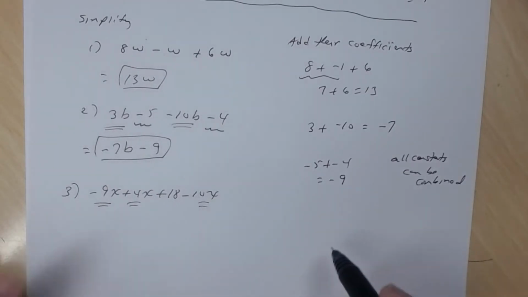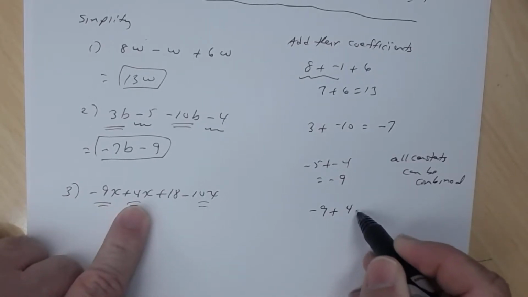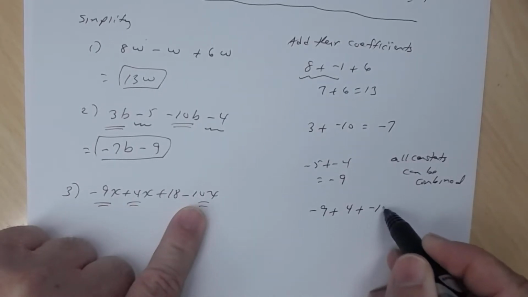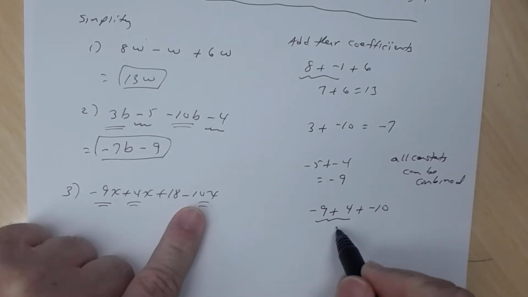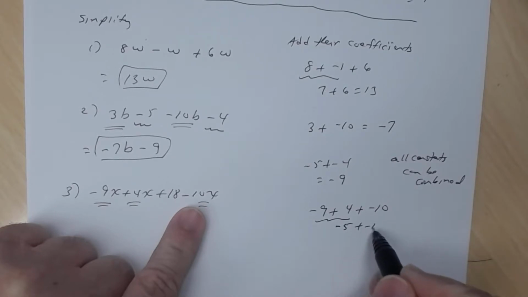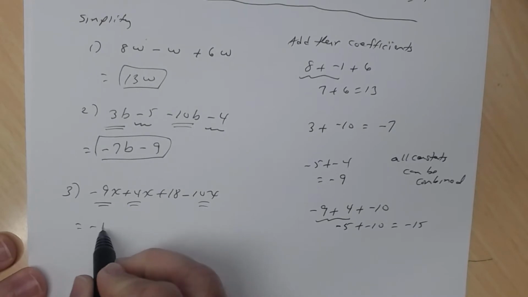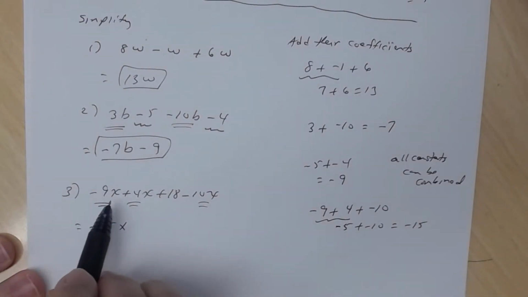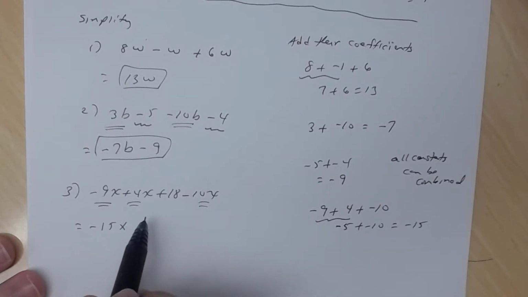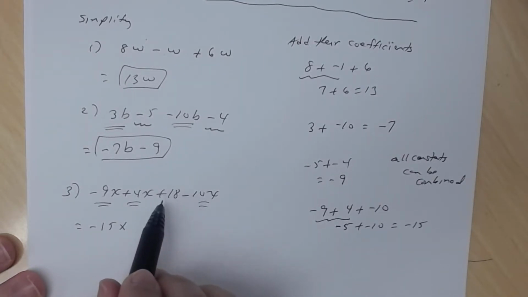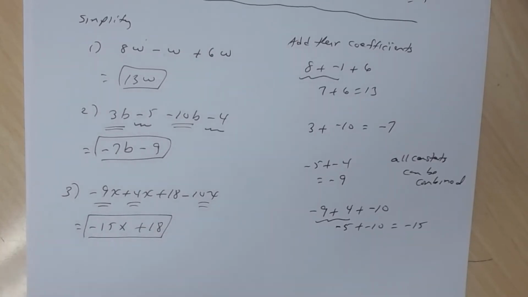So let's add their coefficients. So this coefficient is negative 9 plus this coefficient is 4 plus this coefficient is negative 10. And so when I combine them, negative 9 and 4 is a negative 5. Negative 5 and negative 10 is a negative 15. So this becomes negative 15x. So those three terms combined, these three terms right here, gives me negative 15x. And the only term left is this constant, so I just go ahead and rewrite it. So I get negative 15x plus 18.